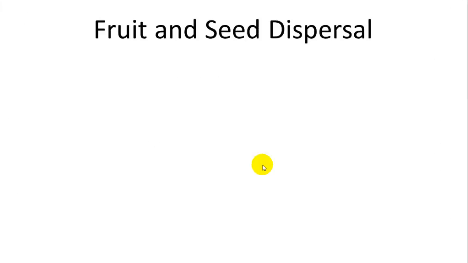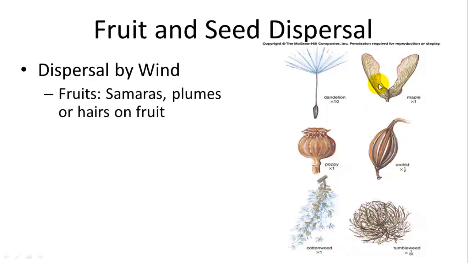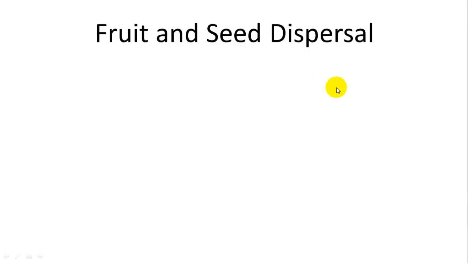Fruits often have a part in seed dispersal. Some of them are dispersed by wind. You can see these samaras, which spin as they drop, which helps disperse the seed further away from the parent plant. Some of them can be small and lightweight, so that they can just be lifted up by the wind. They may even have appendages, which are carried by the wind as well.